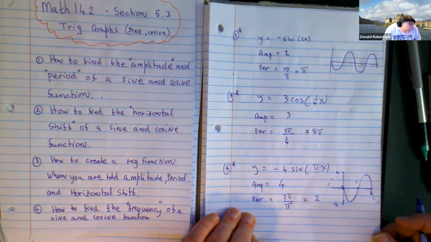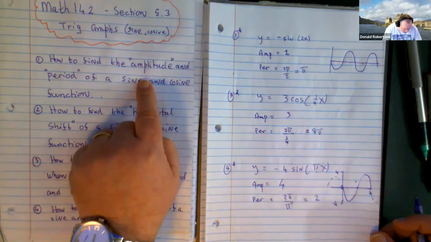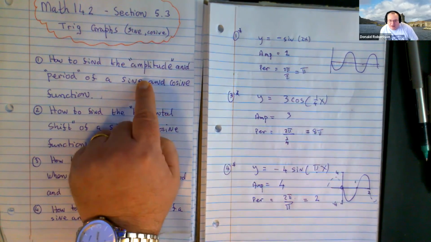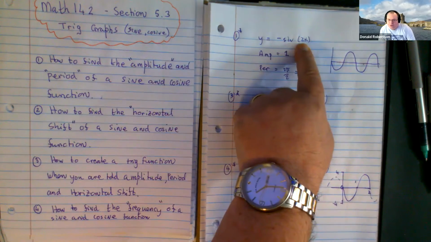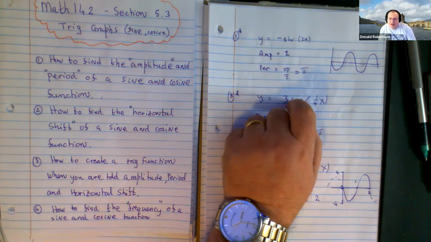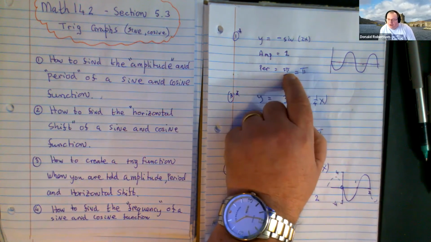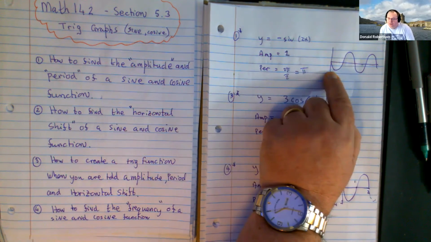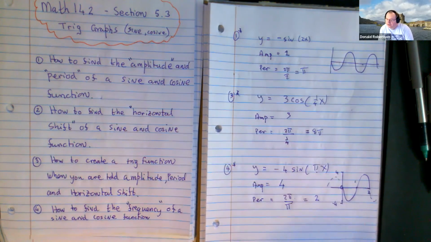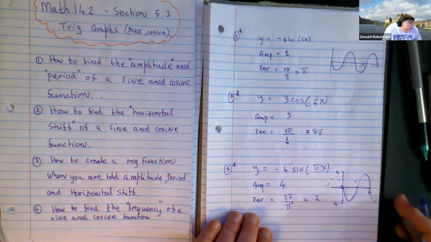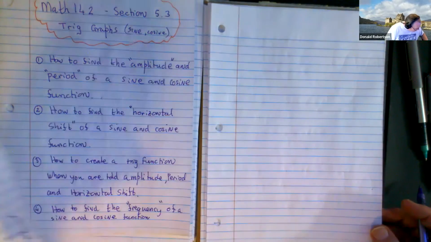So if we are good, can we say number 1's done now? If I give you a function like this, sine or cosine, would you be able to say what the amplitude is? Would you be able to calculate what the period is? And would you be able to put it into Desmos and sketch it to see what the sketch looks like? Okay, so we're now moving on to number 2.